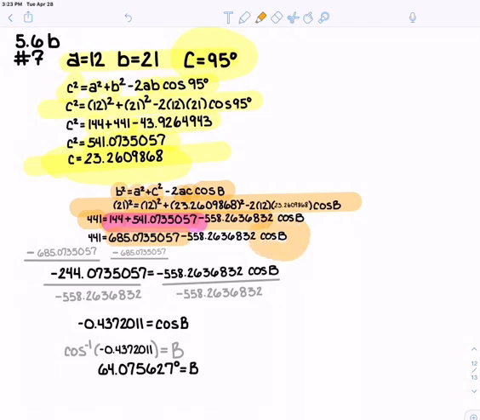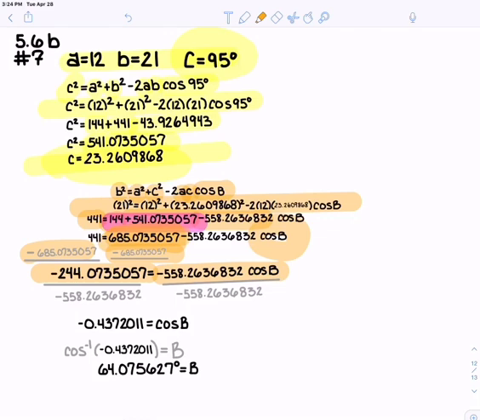And then next, we're going to try to get the cosine of B alone. So to get the cosine of B alone, we want to undo the order of operations, getting rid of addition and subtraction before multiplication and division. So we're going to get rid of this add 685. So I'm going to subtract 685.0735057 from both sides. When I do that, 441 minus 685.0735057 is this number here. And then the right side, we still have all of this.